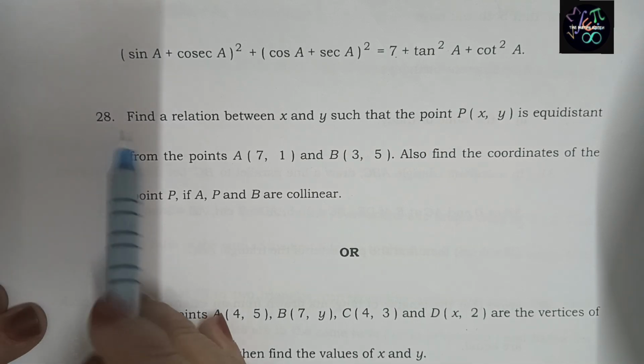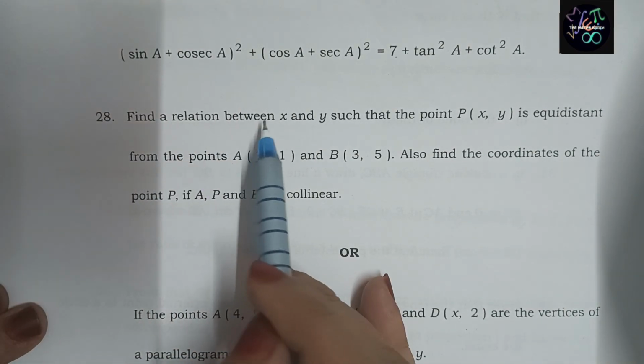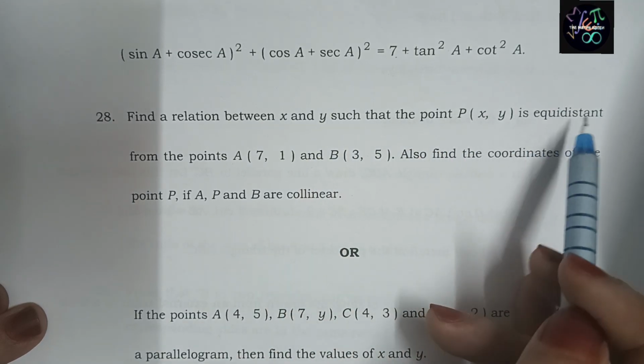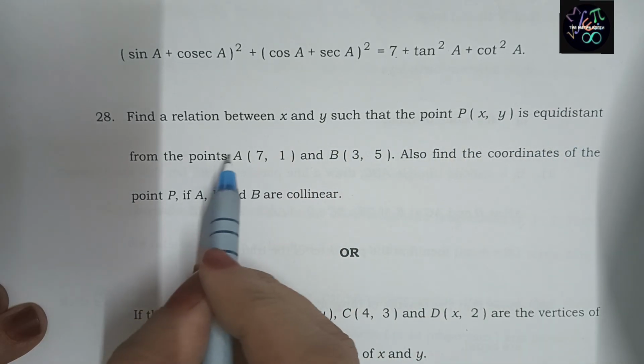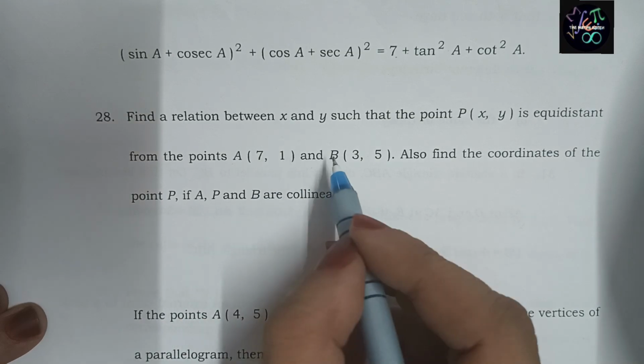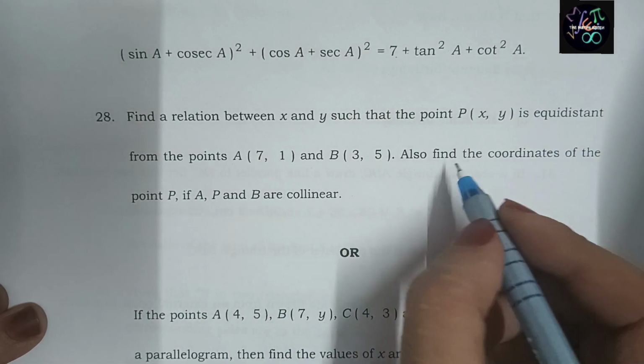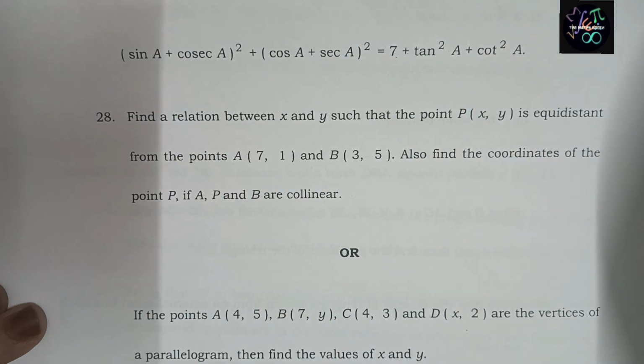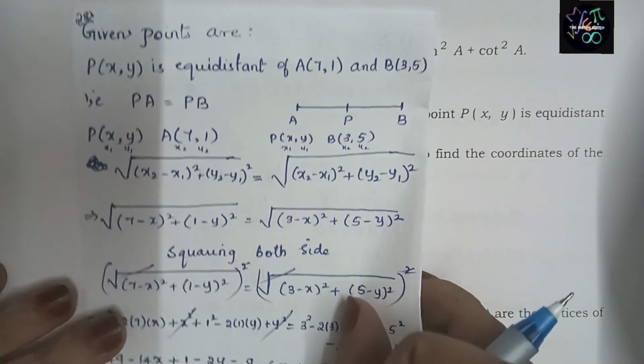Here the question is, find a relation between x and y such that the point P(x, y) is equidistant from the points A(7, 1) and B(3, 5). Also find the coordinates of point P, if A, P and B are collinear. So here I have solved that question. Let us see.